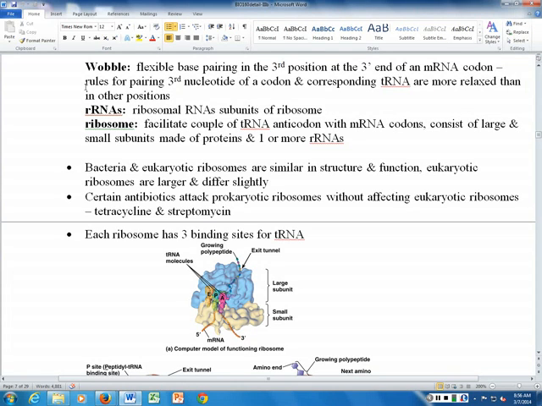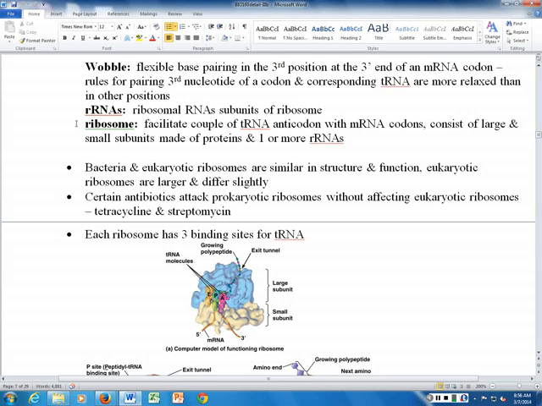So your ribosomes have subunits to them. The rRNA is the ribosomal RNA that's part of the makeup of the ribosome. So the ribosome itself is made up of RNA partially. And what it does is it's going to facilitate that tRNA anticodon binding with the mRNA codon in there and make sure that things are matched up.